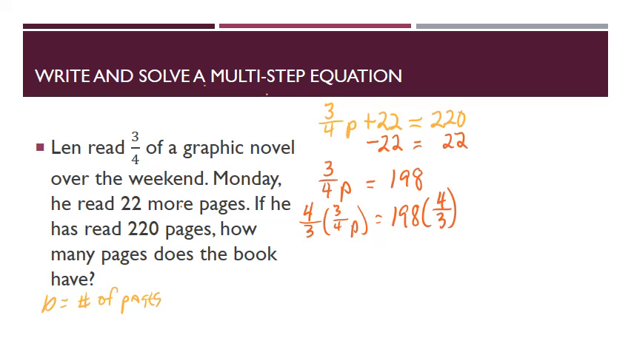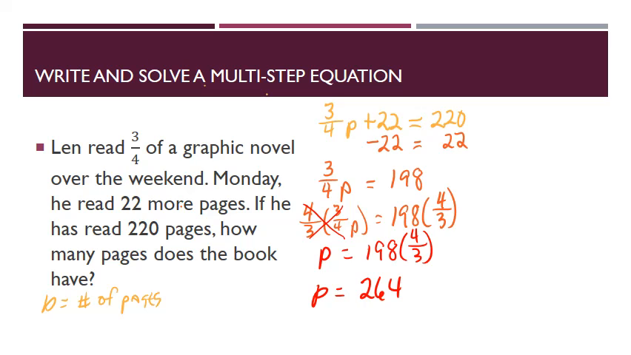So that gives us 198 times 4/3 on the right-hand side. And over here on the left-hand side, again, these are going to cancel. I'm going to be just left with P equals 198 times 4/3. Well, let's perform that. Let's see. I got 198 times 4 and divide that by 3. And so the total number of pages in the book is 264.